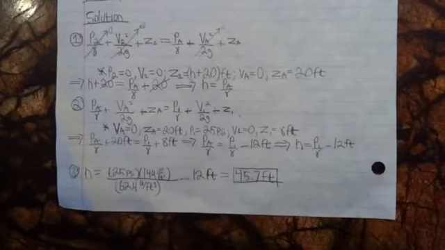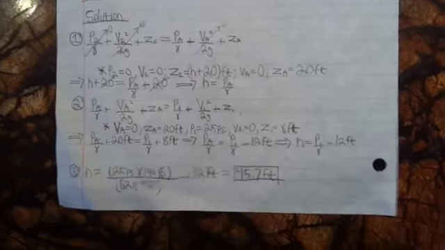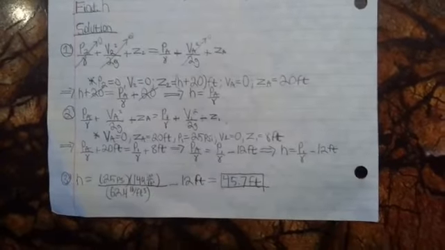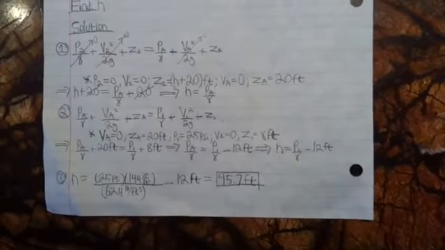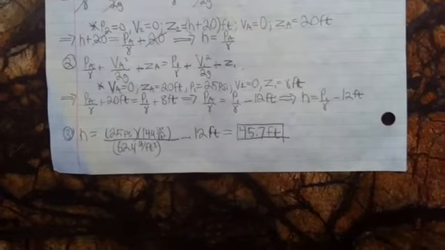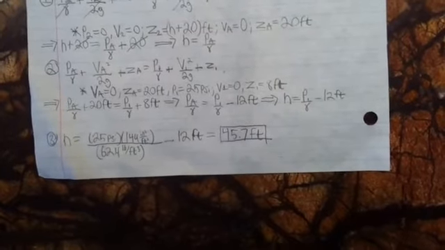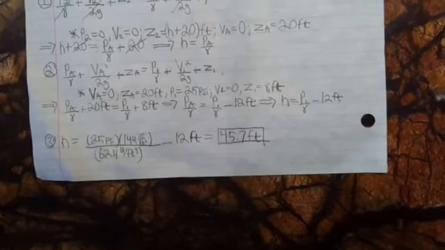So assumptions that we can make from here: VA is still equal to 0 since it's the stagnation point. ZA equals 20 feet, given in the problem statement. P1 equals 25 psi, which was also given in the problem statement. V1 equals 0 since the tank is large, and Z1 equals 8 feet, which is also given in the problem statement. So from here we're able to plug in these terms. PA over gamma plus 20 feet equals P1 over gamma plus 8 feet. So this goes to PA over gamma equals P1 over gamma minus 12 feet.